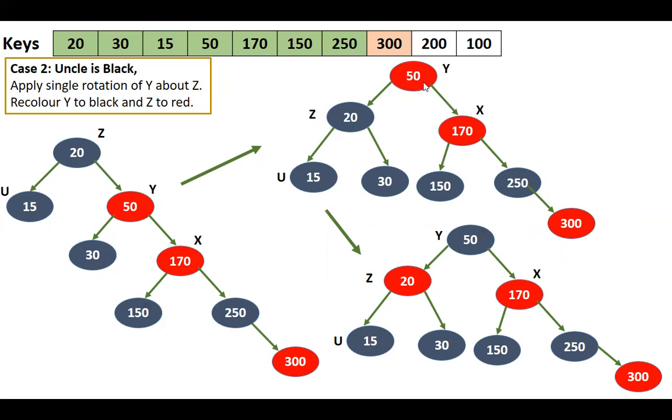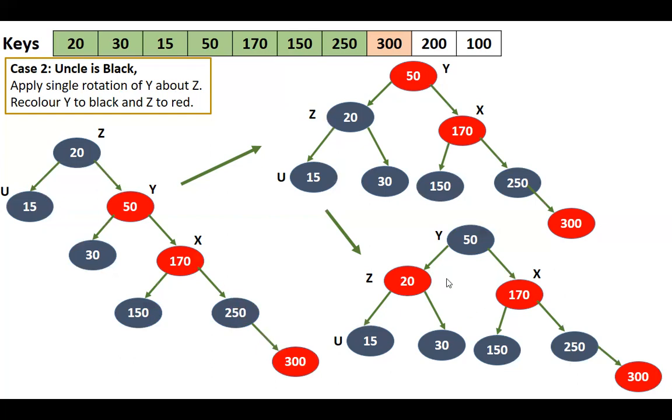And this side remains the same. There is no change in it. The right side of X is the right side of Y. Fine. So this is a single rotation that we carried out. X moved up and Z moved down. The new root is now Y, that is 50. Y moved up. Fine.